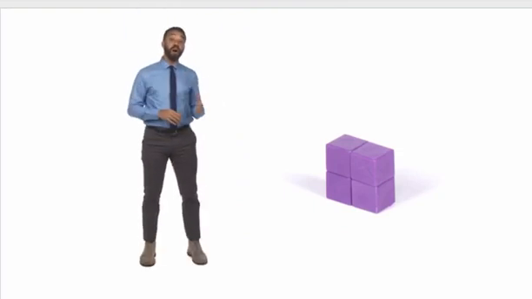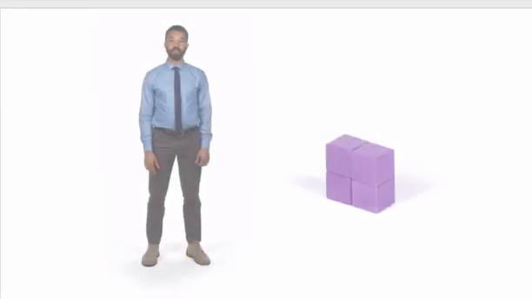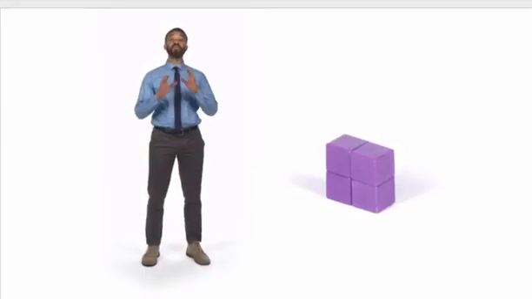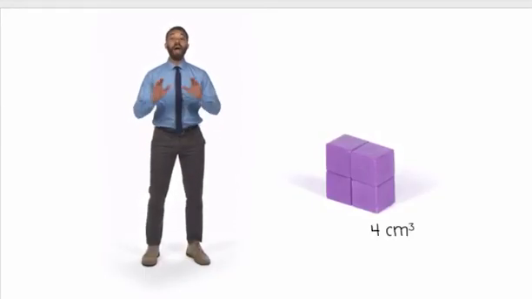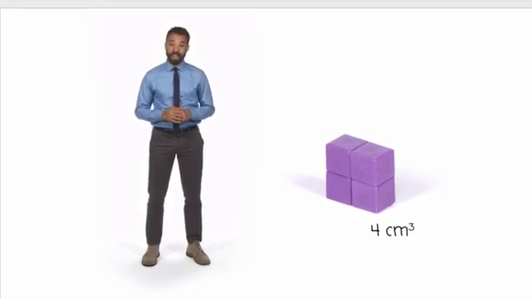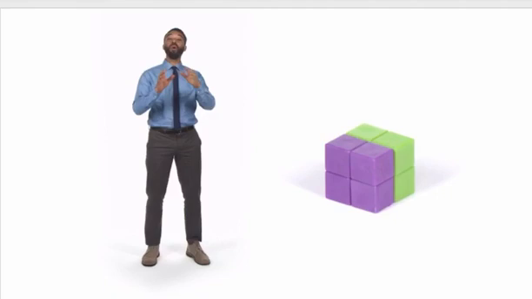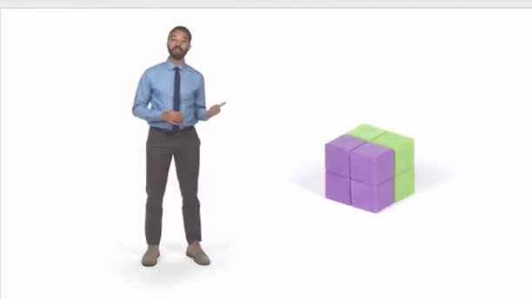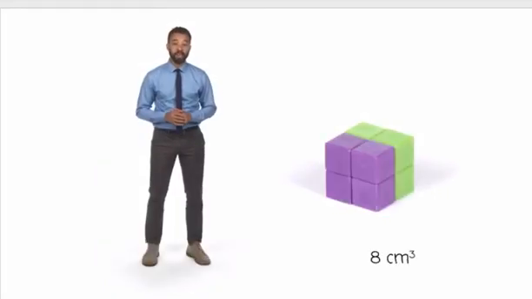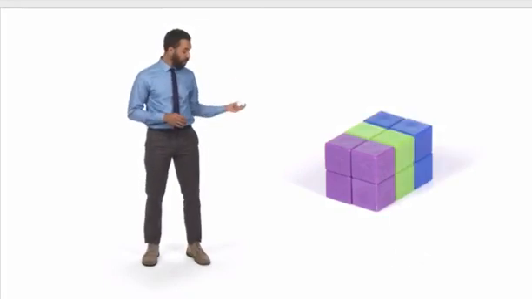What is the volume of this rectangular prism? This prism's volume is 4 cubic centimeters. I'll add another layer of 4 cubes like this. What is the volume of this prism? 8 cubic centimeters. Now I'll add 3 more layers of 4 cubes.